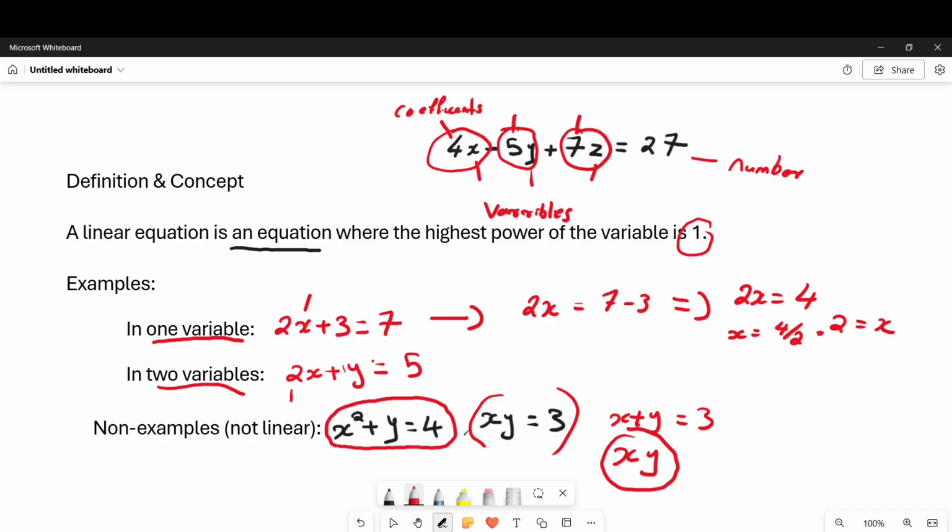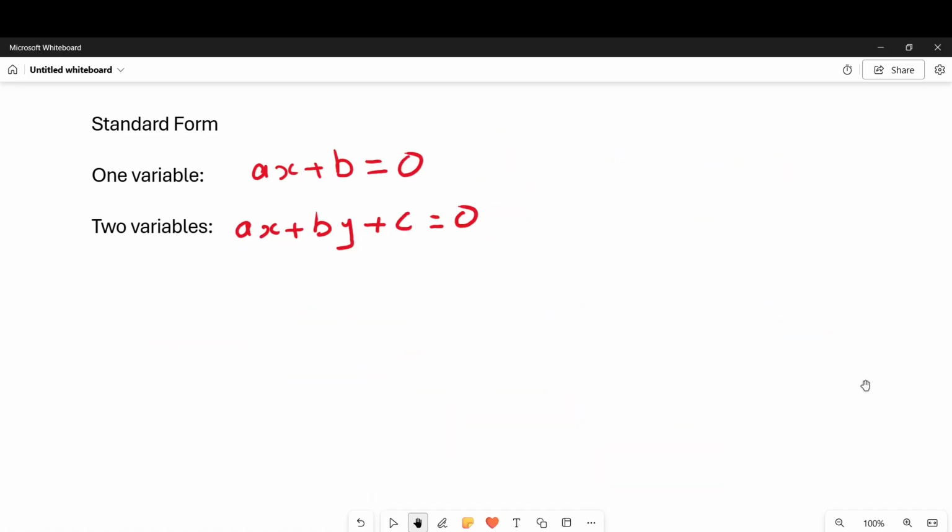So make sure this is not a linear equation, and this type of equation is also not linear, because here x squared comes, so not a linear equation. Here the product of two variables came, that's why it's not a linear equation. Okay, let's see the standard forms of linear equation. We'll discuss one variable and two variables.